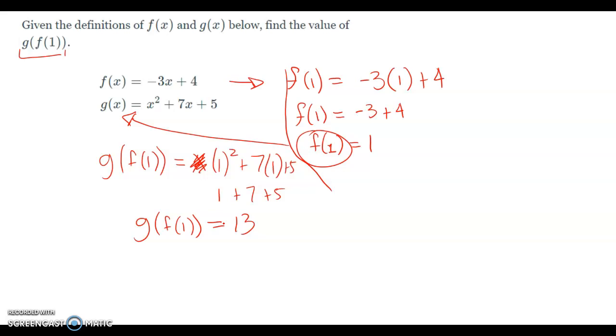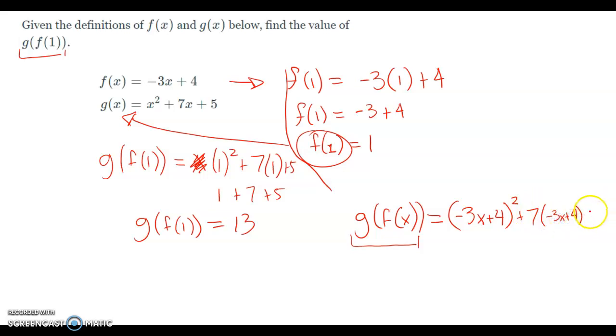And I can work it out the other way if I so choose by writing this whole thing together. I think that's a better technique when you're learning how to put these functions together, to write that all out so that you see what's going on. I'm just going to write it all out real quick. G of f of x is, I look at my outside function, which is g of x, so it's going to be x squared, but I'm going to replace the x with f of x. So now I have -3x plus 4 squared plus 7. I see another x, so I'm going to write -3x plus 4 plus 5.